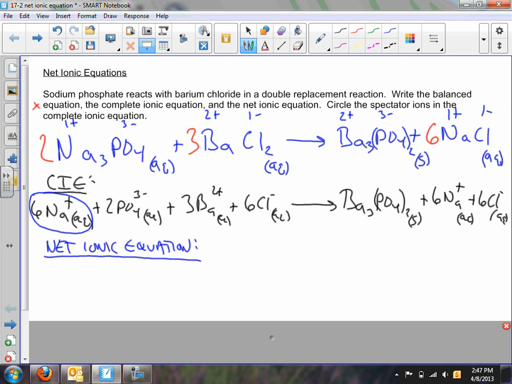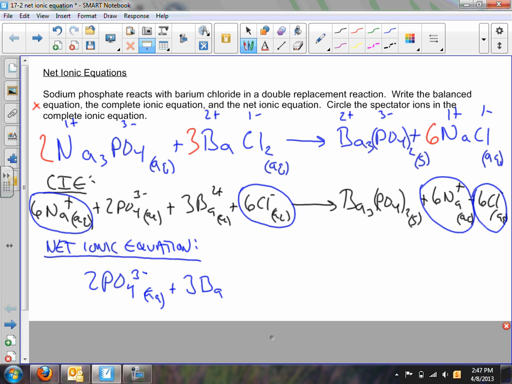Well, the 6 sodiums appear on both sides. You've got 6 chlorides on both sides. And what you're left with, 2 phosphate ions, aqueous, and 3 barium ions, aqueous, producing 1 barium phosphate solid. That would be your net ionic equation.